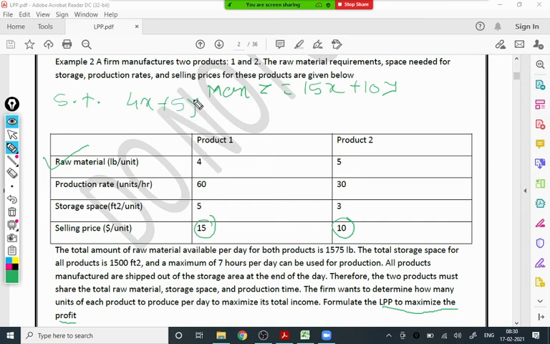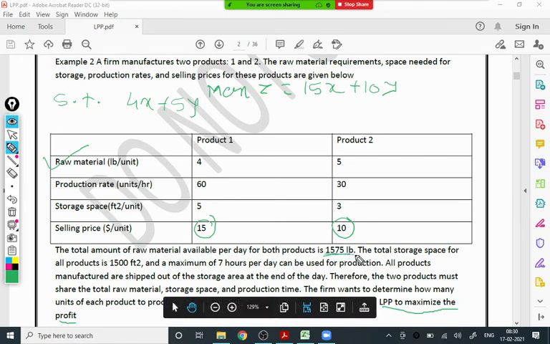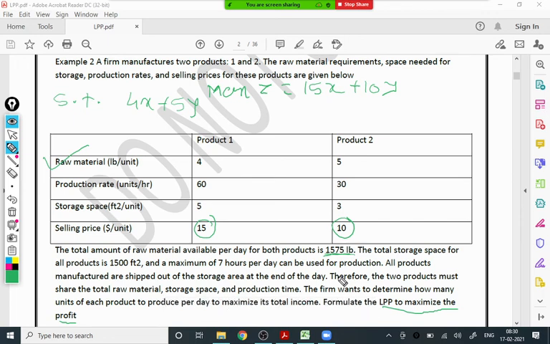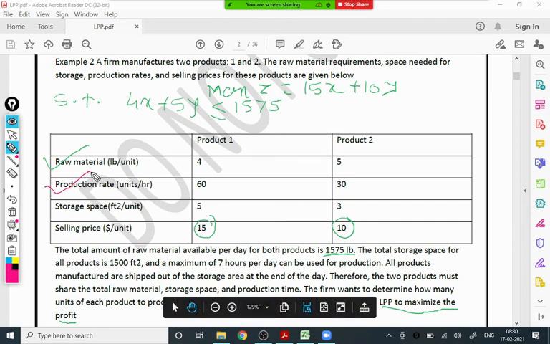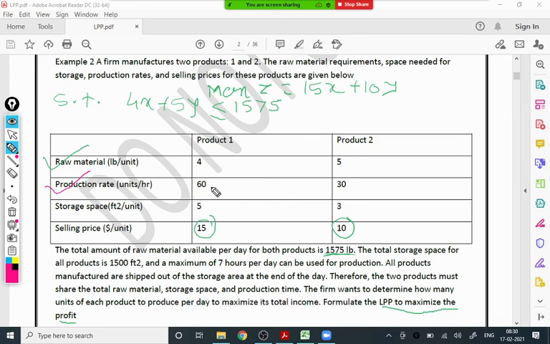Now how much raw material is available? You will see the raw material available is 1575 lb. Lb is some unit there, so you check that. So 4x plus 5y is less than or equal to 1575, that is the first condition. The next condition is on production rate. We have 60 units per hour produced for product 1, and 30 units per hour produced for product 2.